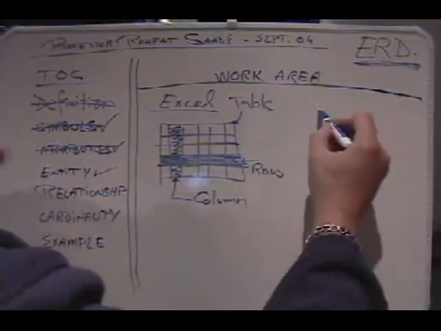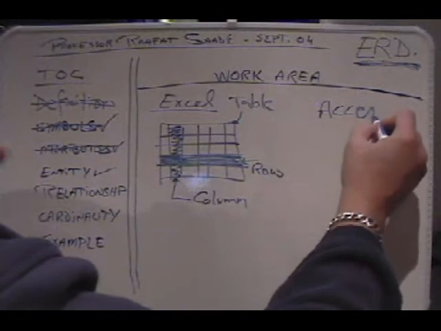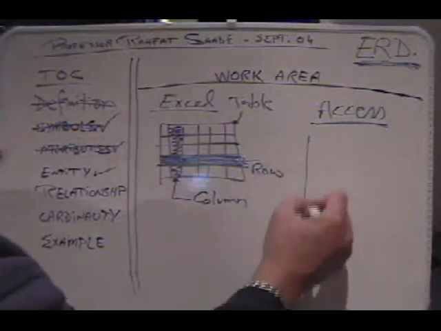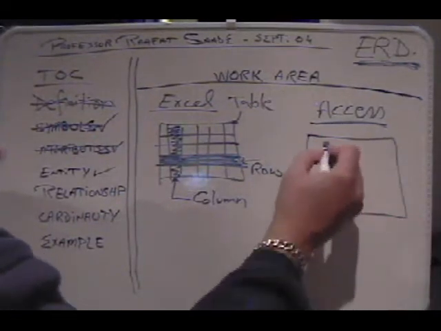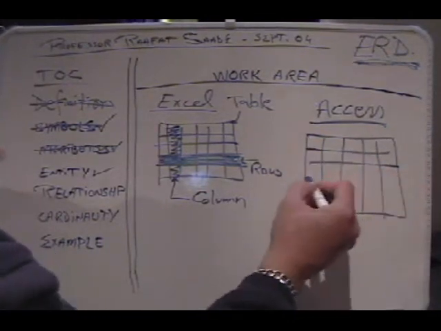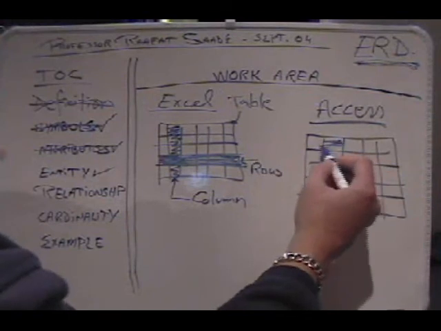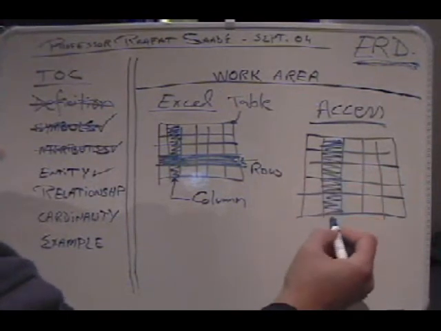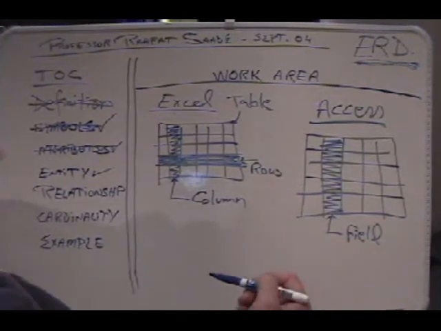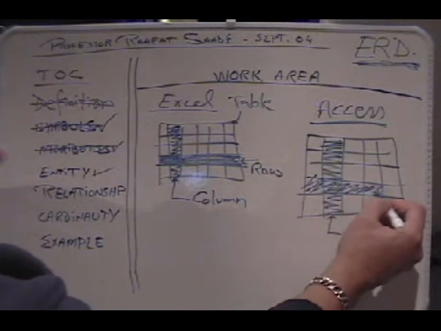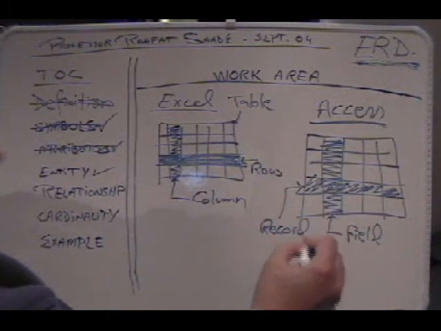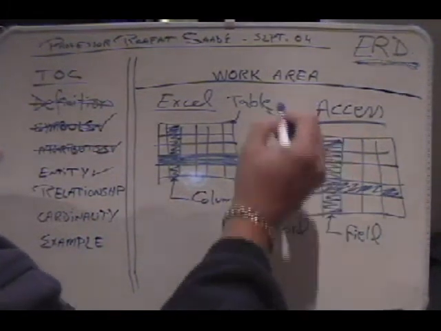If we go into Access, which is the database, Microsoft Access, we also have a table. The terminology is a little bit different. We have columns, but the column in Access is called a field. The row is called a record, and the table is called a table.